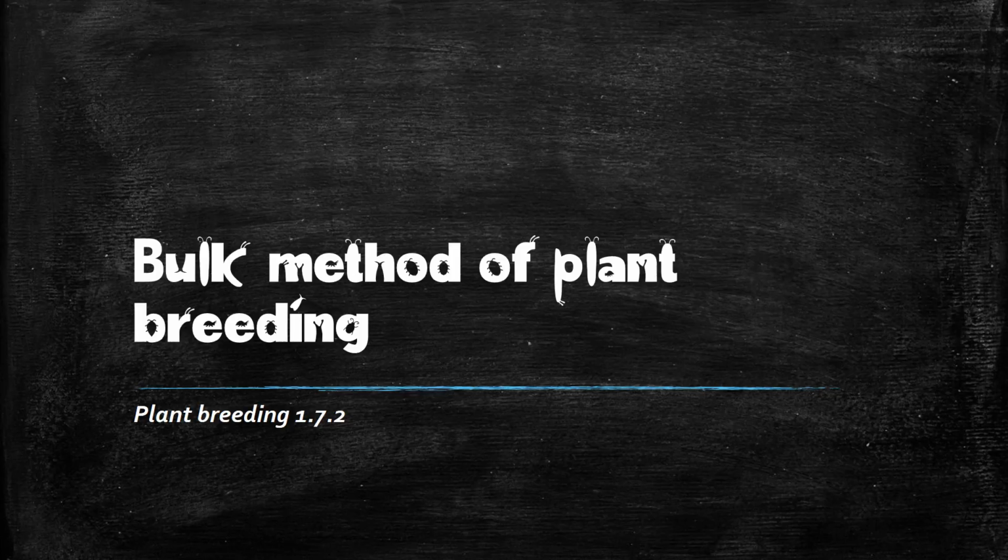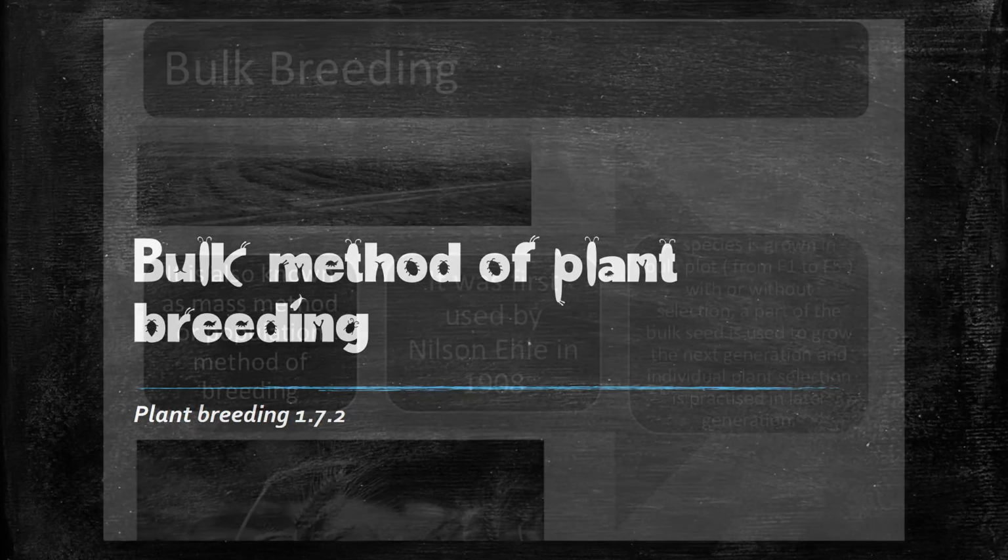We've been on a merry ride on plant breeding. So far we've been seeing various topics on plant breeding, and right now we're continuing the topic that we left yesterday, that is the bulk method of plant breeding. We saw the pedigree method yesterday, which is one of the methods of breeding in self-pollinated crops. We also see another method, that is the bulk method. So we're going to see what the bulk method is in detail. We'll just go into it.